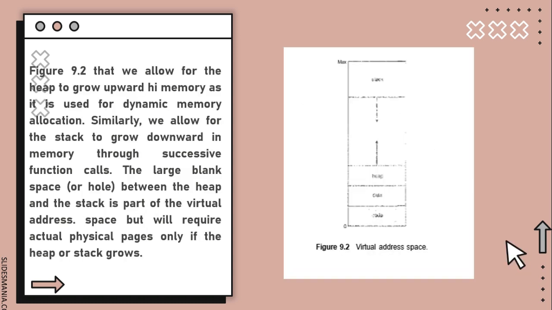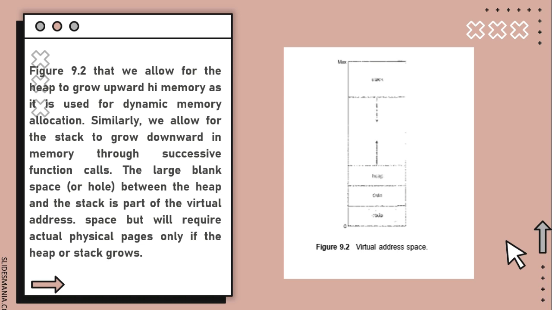The next figure is all about virtual address space, where we allow for the heap to grow upward in memory as it is used for dynamic memory allocation. Similarly, we allow for the stack to grow downward in memory through successive function calls. The large blank space, or the hole, between the heap and the stack is part of the virtual address space but will require actual physical pages only if the heap or stack grows.